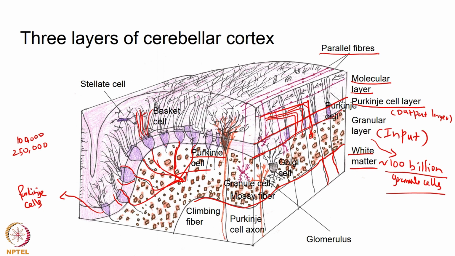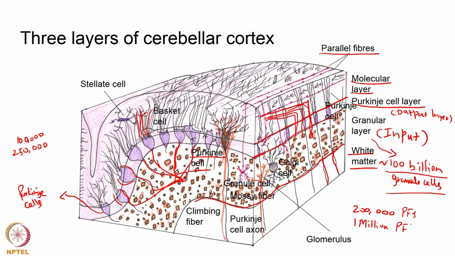What is actually happening is that there are 100 billion granule cells, and each Purkinje cell is innervated by anywhere between 200,000 parallel fibers and 1,000,000 parallel fibers. So, one Purkinje cell receives input from 200,000 to 1,000,000 parallel fibers. That is a large number. All these are not shown for illustration purposes; we are showing only a small number of these connections.